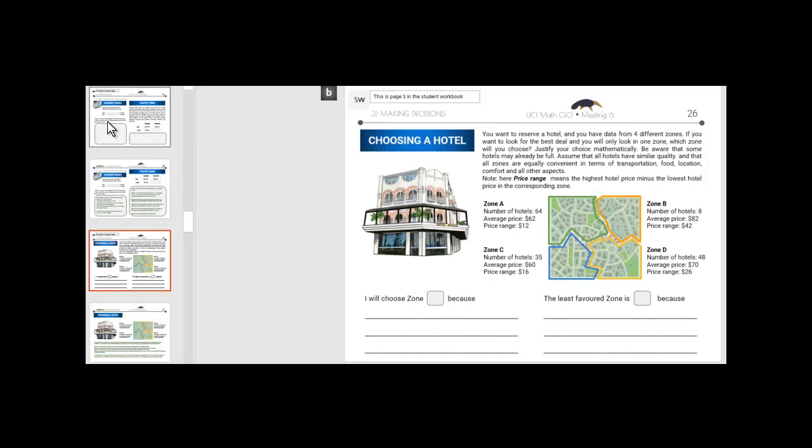And then choosing a hotel. So this is similar in the sense that there's not necessarily a unique solution. So you're interested in searching for the best hotel, and there's 4 zones.